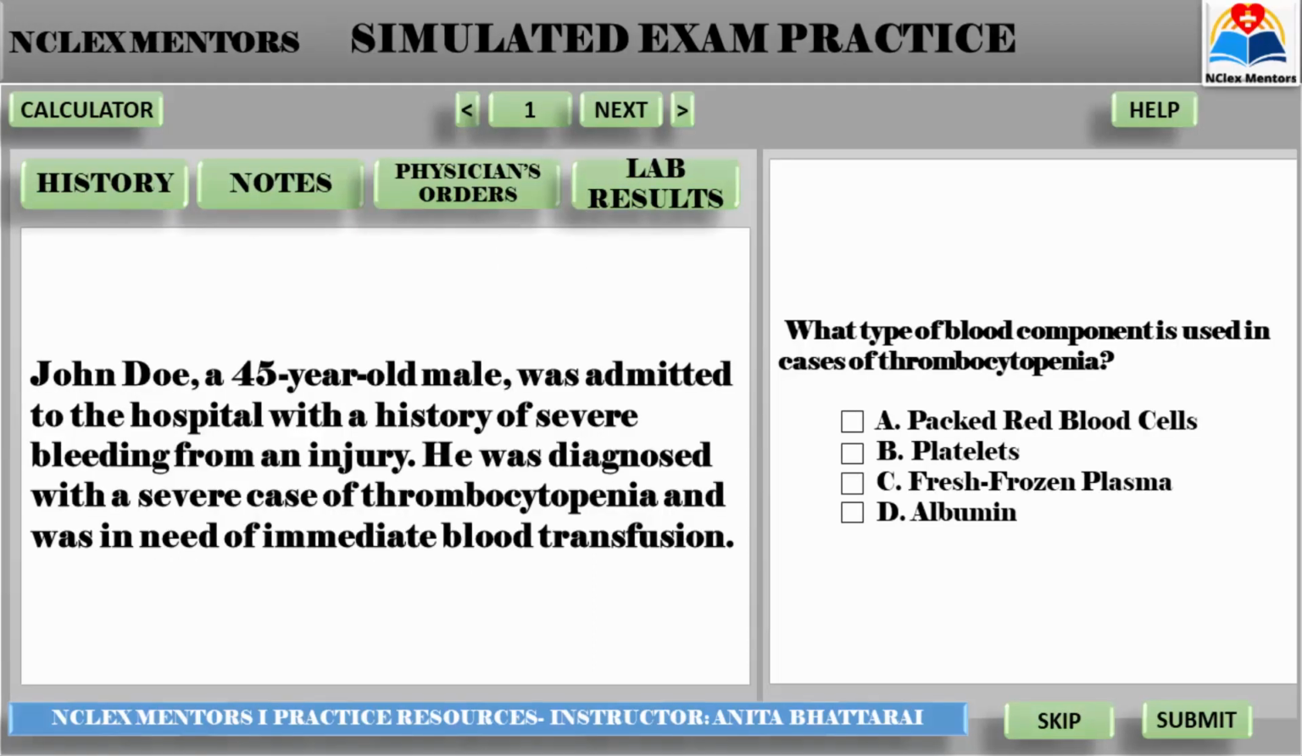question. What type of blood component is used in cases of thrombocytopenia? A. Packed red blood cells. B. Platelets. C. Fresh frozen plasma. D. Albumin.